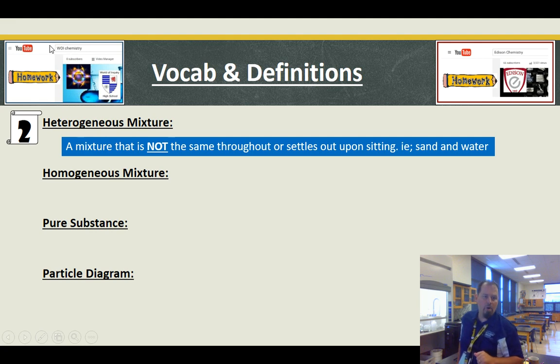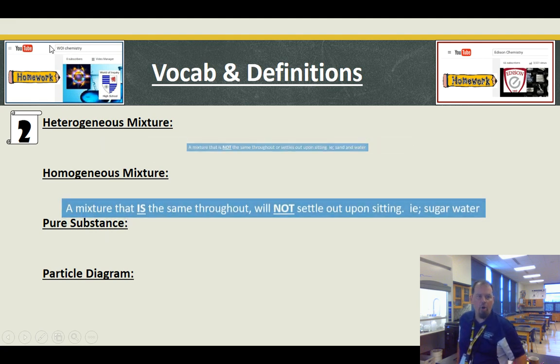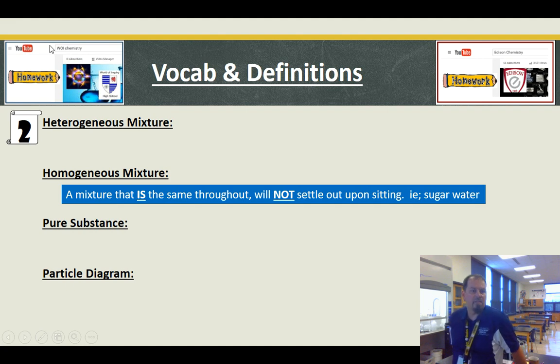Okay. Homogeneous is slightly different. Homo means same. That's what that means. So a mixture that is the same throughout and will not settle upon standing. So Kool-Aid, sugar water. Kool-Aid is sugar water that's colored. Okay, really. So if I take sugar and water and I stir it up, the sugar dissolves. But when I set that cup down, the sugar doesn't just fall to the bottom. If you put so much sugar in that some doesn't dissolve, that's a different story.